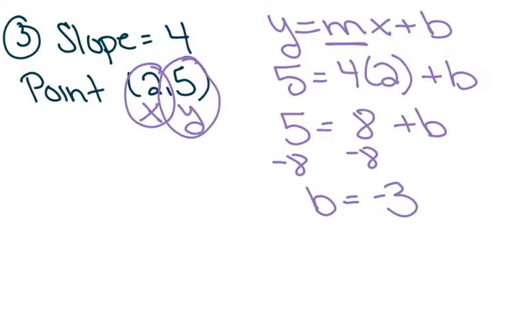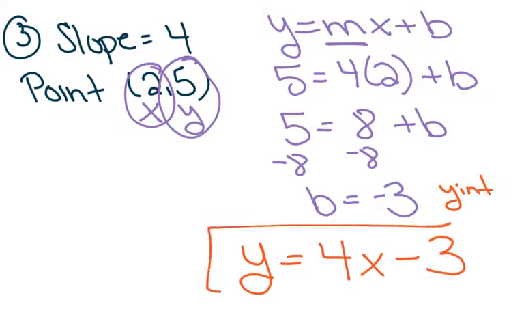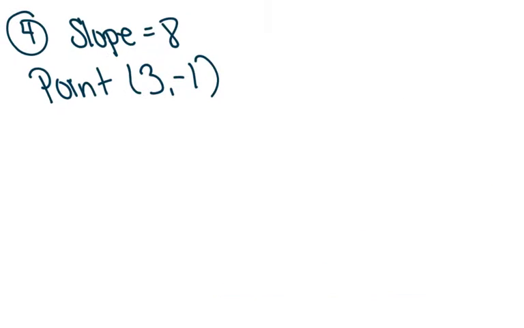Now remember that your b is just your y-intercept, okay? So when I go to write my final answer, I'm going to have y equals, we already knew that the slope was 4, so 4 next to my x, and then my y-intercept is -3, so -3. All right, that's the first time we've written an equation from a point and a slope, so let's try again.